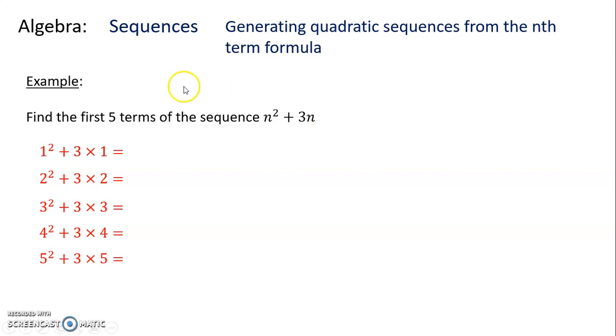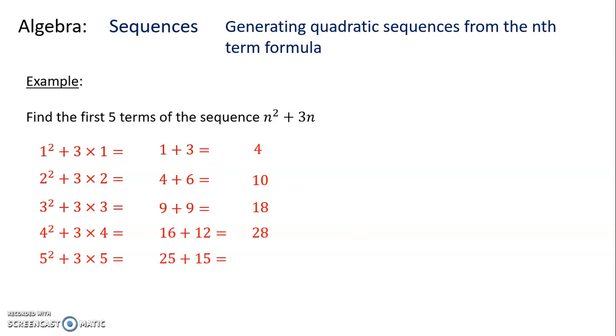And BIDMAS tells you to do indices and then multiplication before you add. So that'll be 1 add 3, which is 4, 4 add 6, which is 10, 9 add 9, which is 18, 16 add 12, which is 28, and 25 add 15, which is 40. And those are the first 5 terms of my sequence.